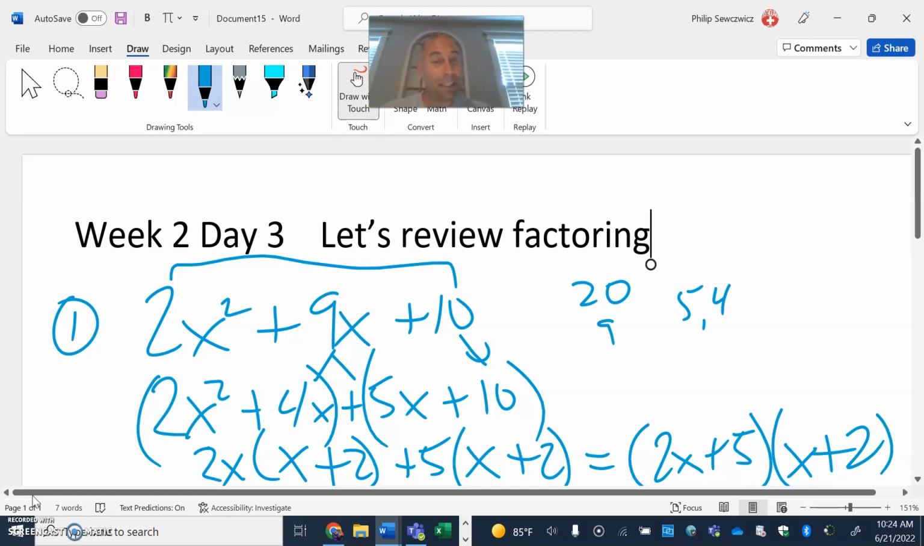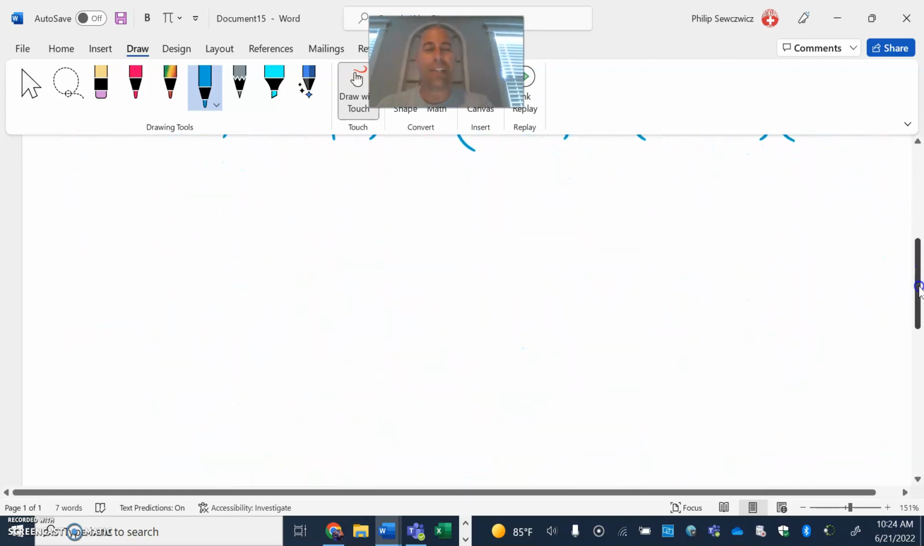So, yep, split the middle term. One of your most popular factoring techniques out there. They have different names for it. Again, split the middle term is referred to that way because we're splitting up that 9x, which was our middle term that we're looking at. All right, question number 2.